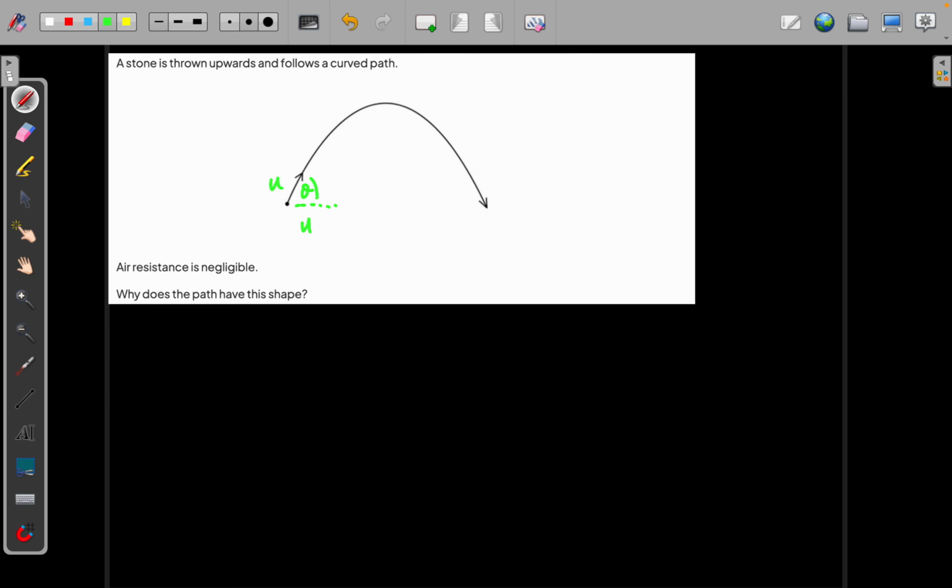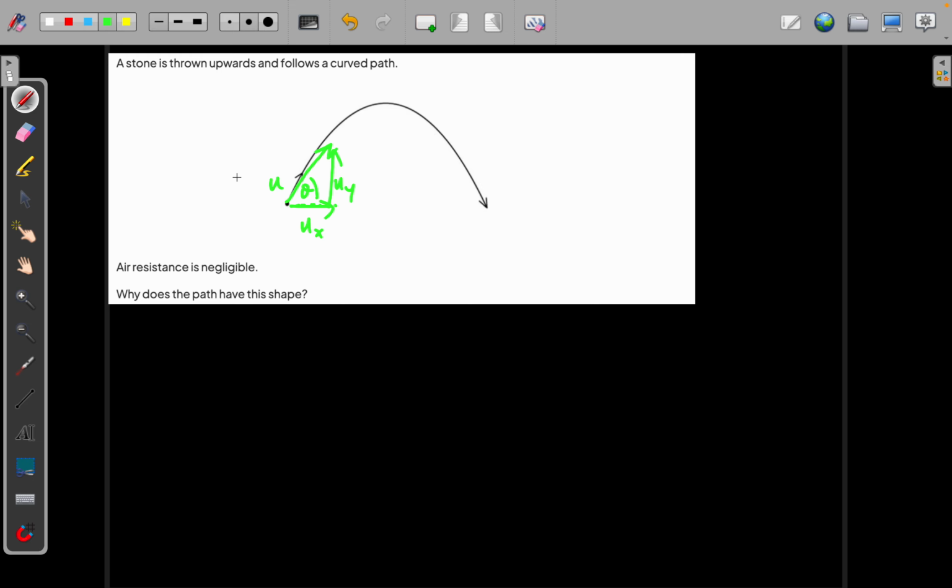It'll have a ux component, so that's the constant speed in the x direction. And then it would also have a uy component, so that would be the speed in the y direction. And it forms basically just a vector triangle. So I'm drawing, so that's u, that's uy, and then this would be ux.